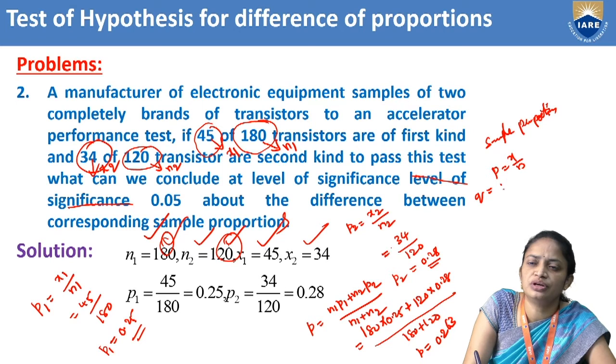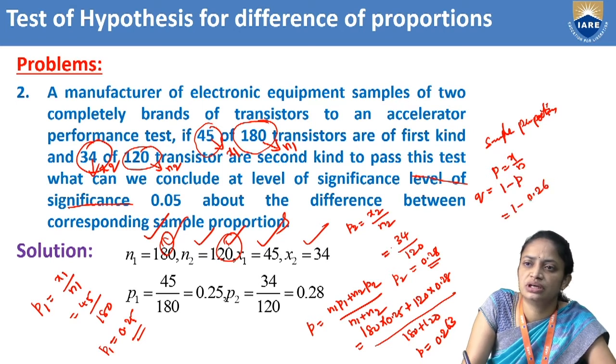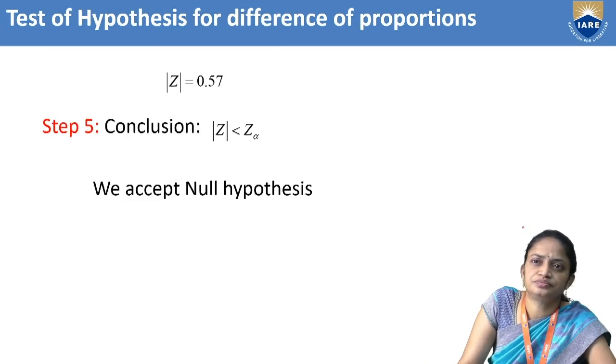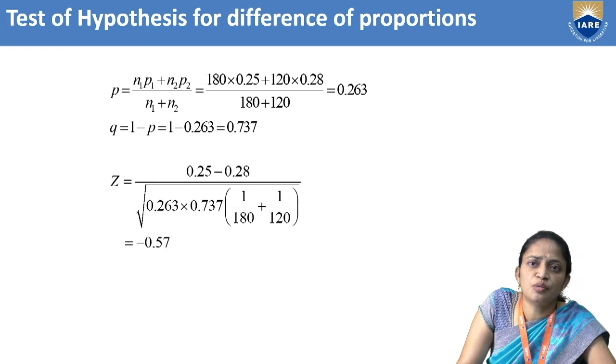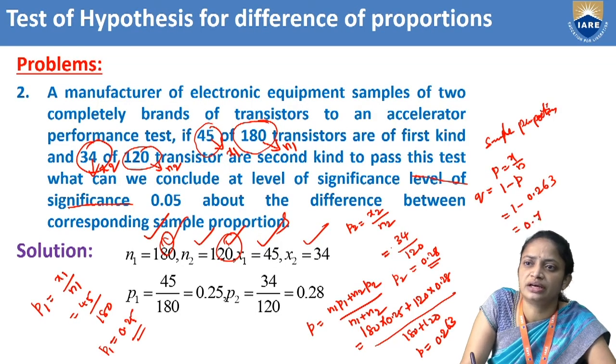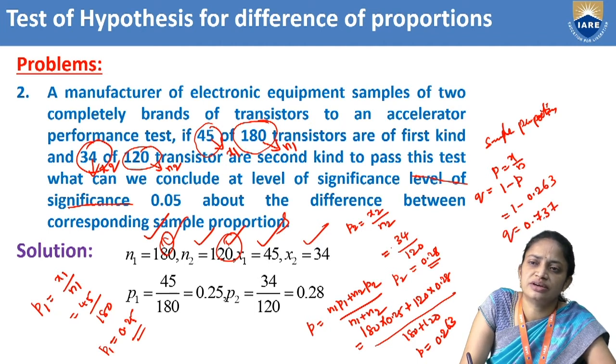What about Q? Q equal to 1 minus P, so 1 minus 0.263, which is equal to 0.737. So Q equal to 0.737.